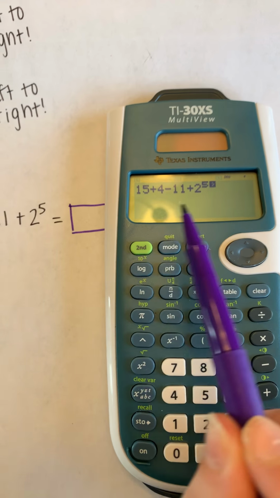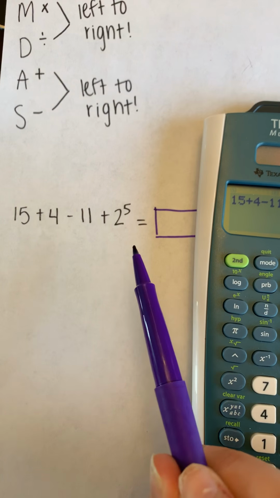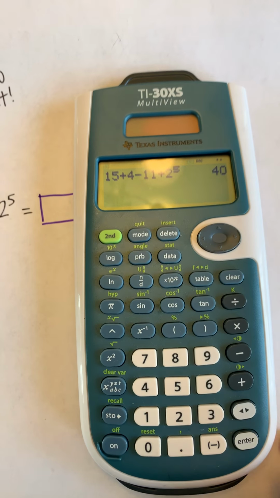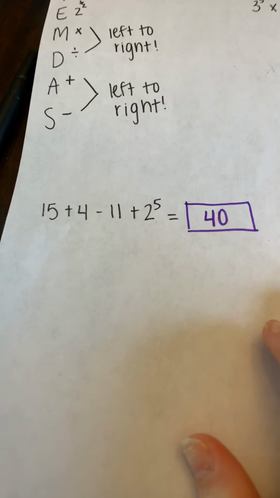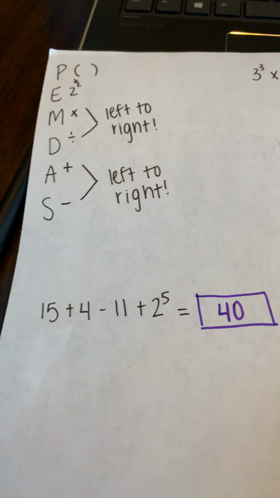Now, I typed this in exactly the way I saw it, so I should get the right answer, which is 40. So in my box, I would put 40. But let's say I didn't have this kind of calculator, and I couldn't just plug it in the way I saw it, so I needed to do PEMDAS.